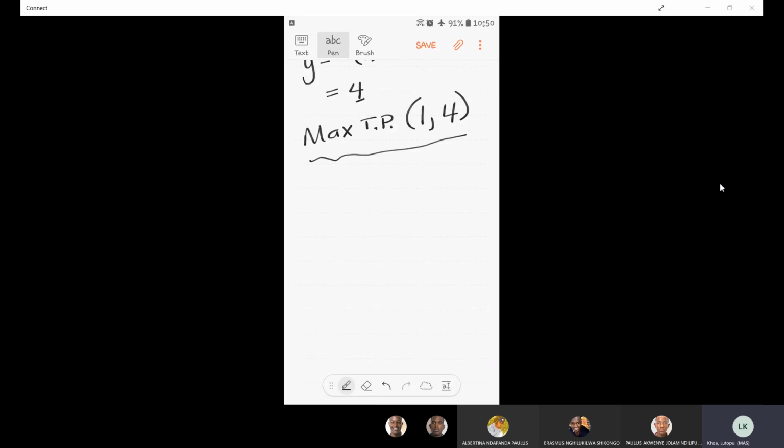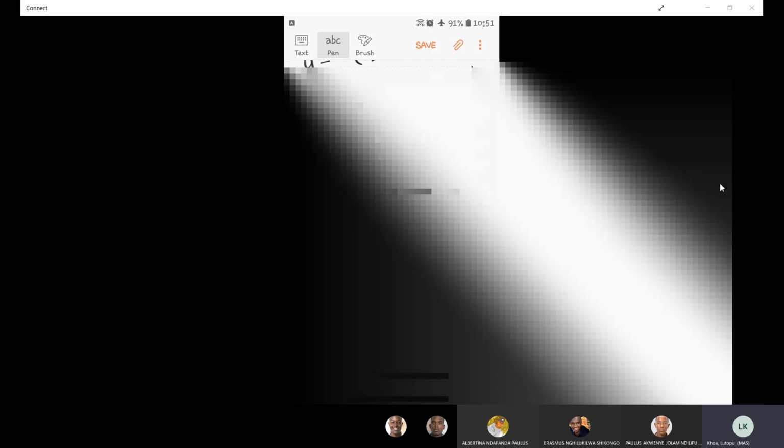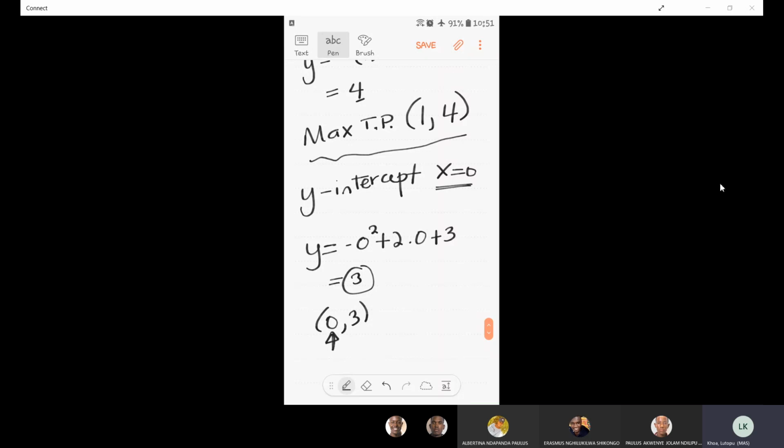Now we need the y-intercept. So for the y-intercept, we say that x is equal to 0. So I write my equation again, and then wherever I have x, I will put 0. So it's negative 0 squared plus 2 times 0 plus 3. And this just gives me 3. So the y-intercept will have coordinates 0, 3, because x is 0. So the x coordinate is 0, and the y coordinate is what I worked out over there.